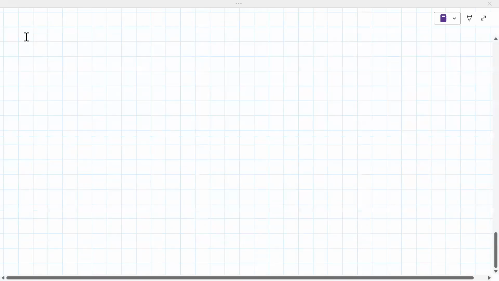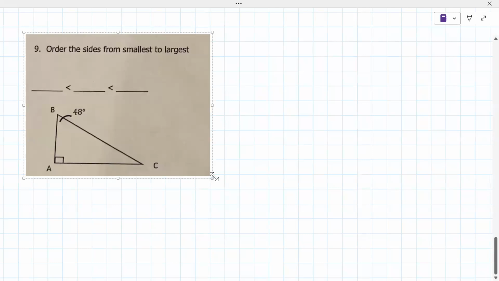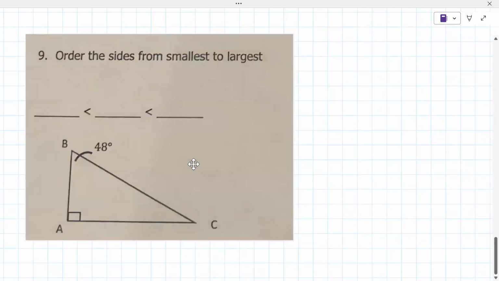Okay, number 9, to order the sides, you need all the angles. How do we find the measure of angle C? We know B is 48. We know A is 90. How do you find the measure of angle C? Add B and A, and then subtract whatever that is from 180. Yeah. So go ahead and do that for me, please.